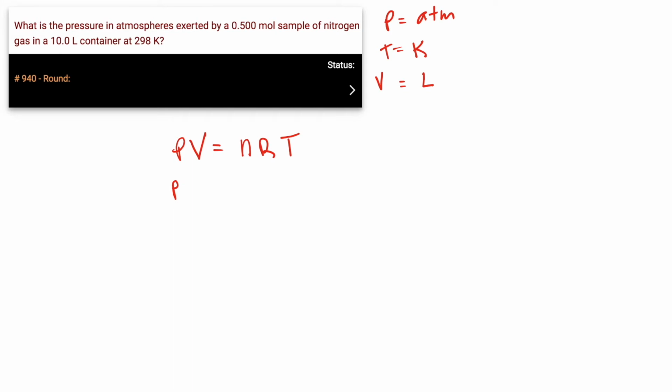And the reason why this is a training wheels problem is because what they'll do in the next problem is instead of moles, they'll give it to you in grams. And then you got to do your grams to moles.